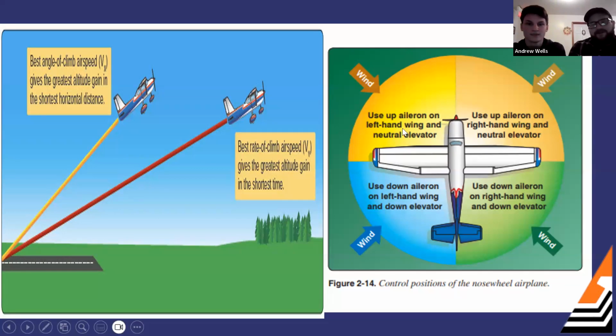All right. So also important to note with just the normal takeoff and climbs is putting in your wind corrections for crosswinds and possible tailwinds.